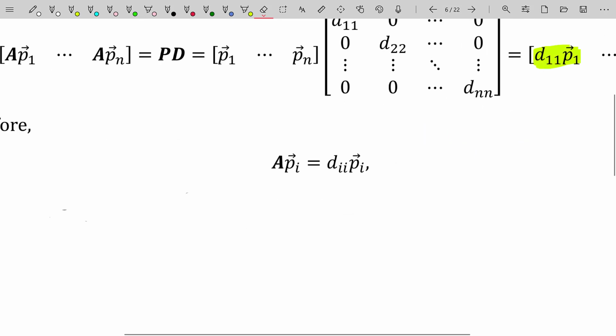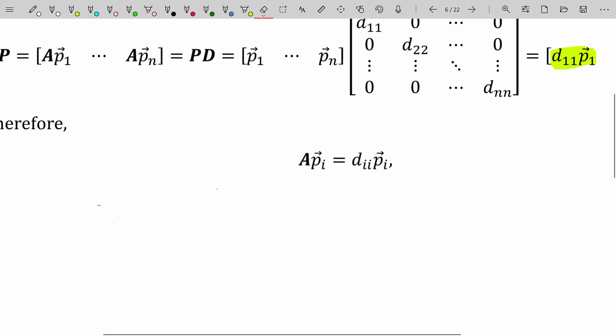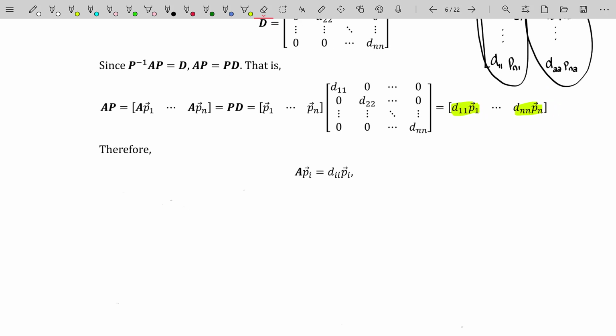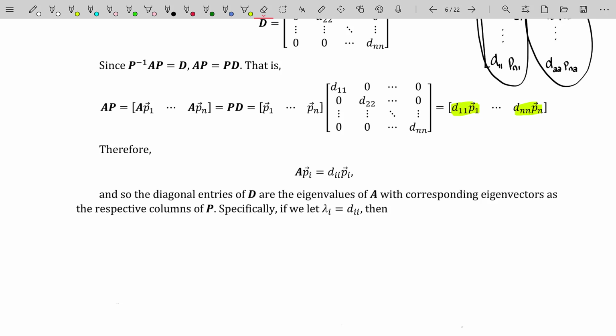Therefore, if you just look at the ith column, that will imply that the matrix A times the vector P sub i should equal D_ii times the vector P sub i. But that should look hauntingly familiar. That's telling you that P sub i is an eigenvector and D_ii is its associated eigenvalue. And so the diagonal entries of D are the eigenvalues of A, with corresponding eigenvectors as the respective columns of P.